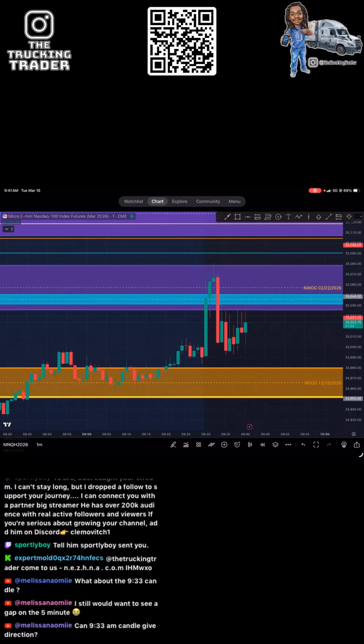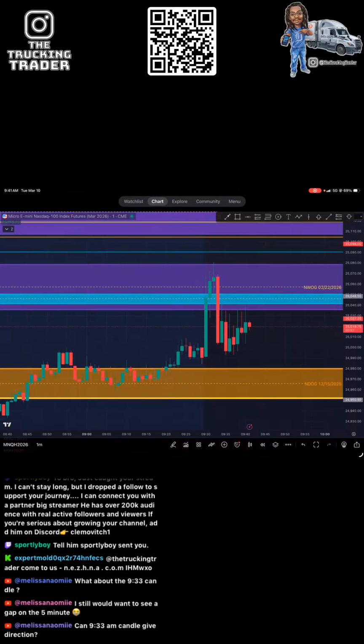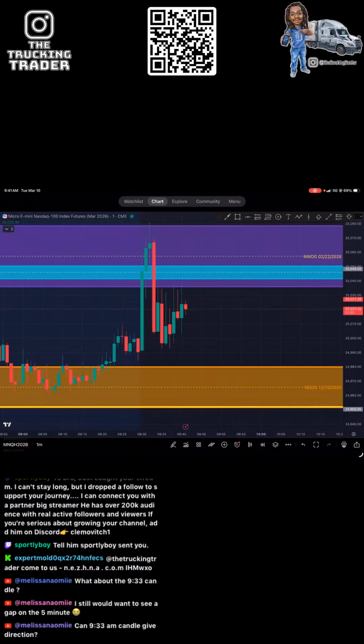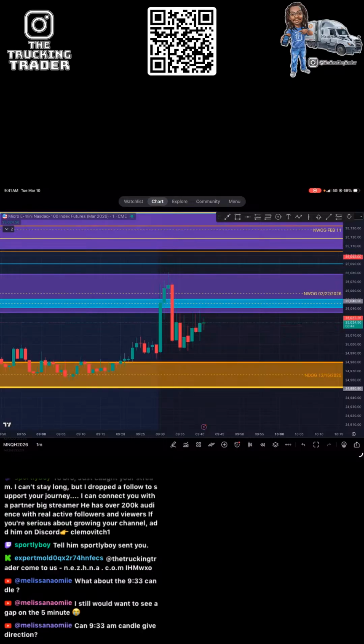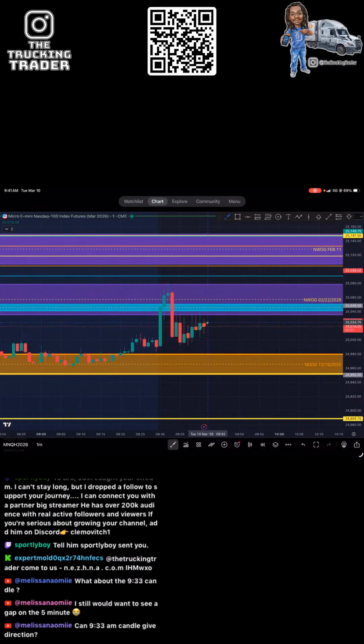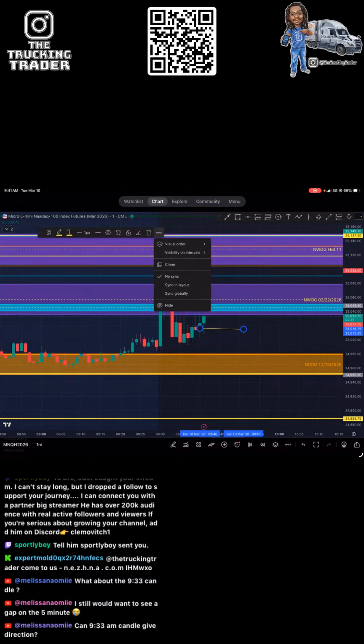Can the 9:33 candle give direction? For sure. It's all about how these candles close. Let's say if this gap gets touched, and the Nasdaq can do some crazy stuff. But let's say a candle goes all the way up here, but still closes all the way down here, that means it's still respecting this gap. Obviously, if something like that happens, that would also mean this market could still be choppy and just chop around. That's what all of these gaps do, the same thing.